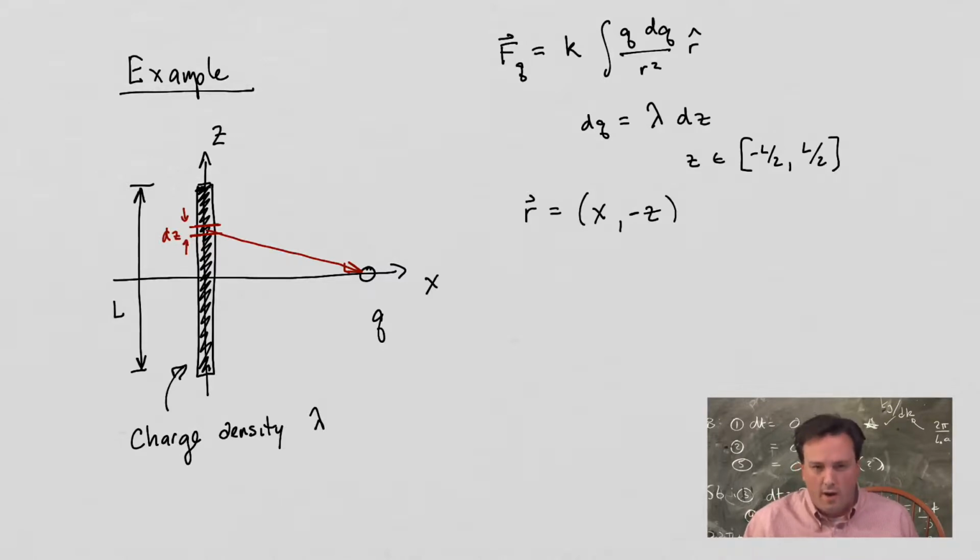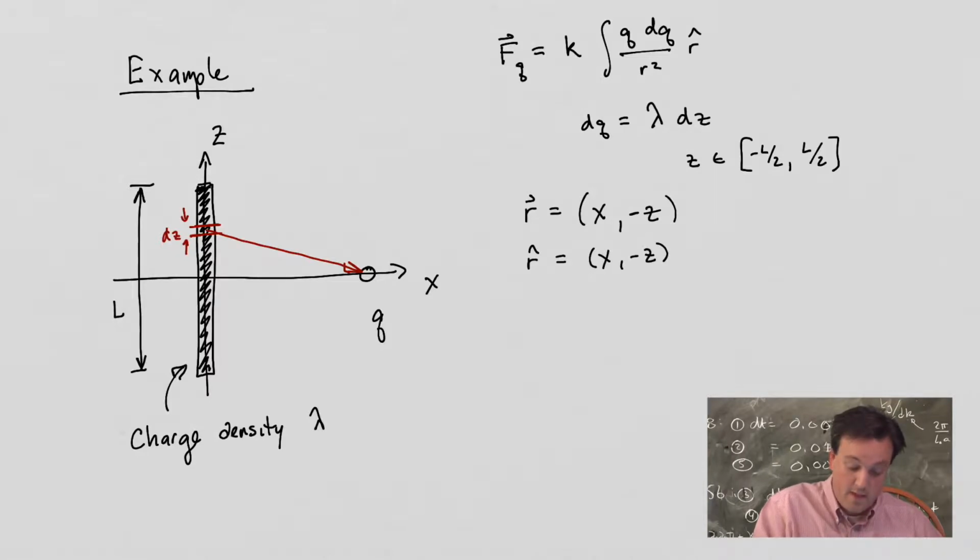This takes a little bit of art, or a little bit of getting used to. But my vector r always points from my charge distribution, whatever point I'm looking at, to the test charge, and therefore r in this case is going to have an x component that's equal to x, and a second component that's equal to minus z. It's going down and to the right. Therefore, r hat is going to be equal to (x, minus z) divided by the magnitude of r, which is the square root of x squared plus z squared.